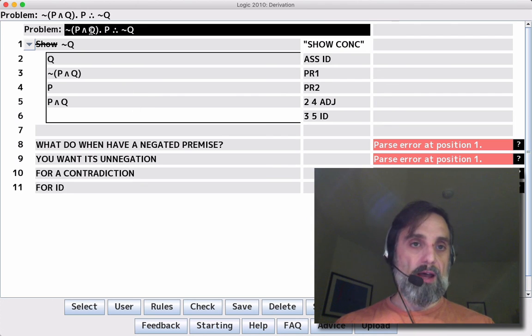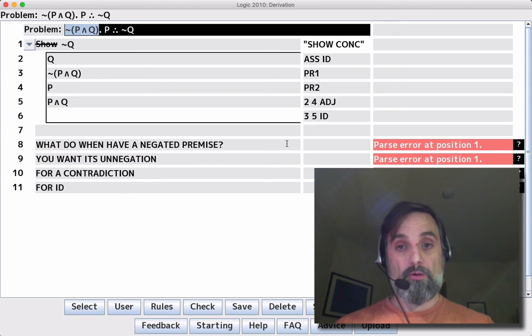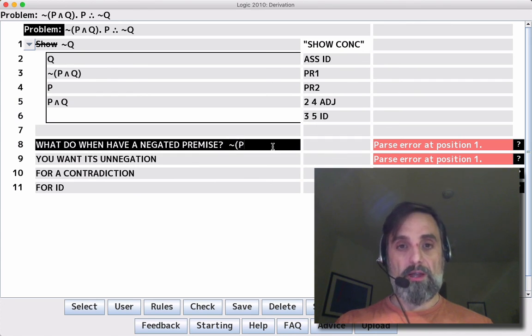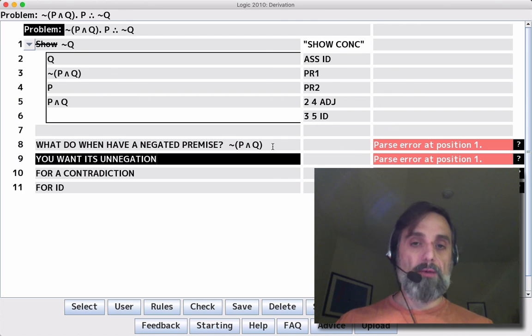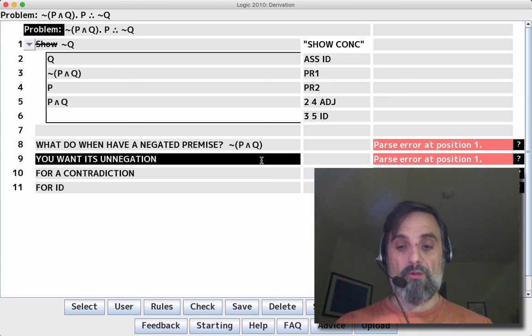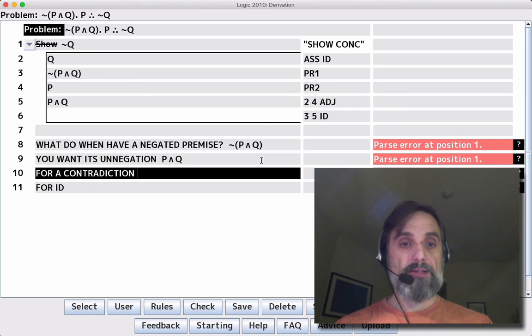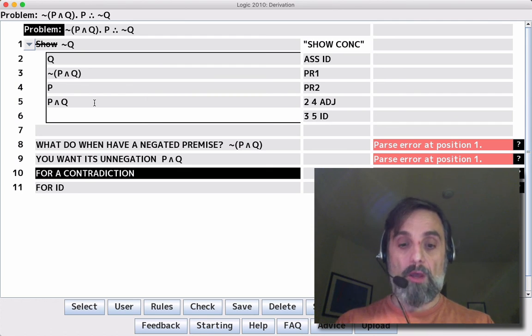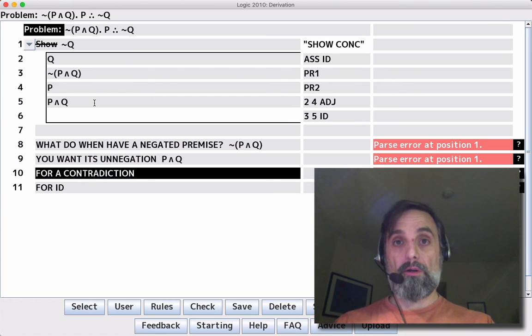So here we have that negated premise. In this case the negated premise is negation of P and Q. And so we saw we want its unnegation. That's just the thing with the negation removed, which is P and Q. And that's going to give us a contradiction because we have a contradiction between these two. And we use that for ID. And that's what we've just done here. So when you have a derivation where one of the premises is negated, look for a contradiction: get the unnegation and use that contradiction to cancel with ID. Okay, so we'll see this strategy in some more examples in the next videos.